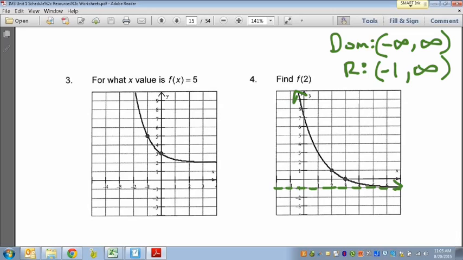And then it says find f of 2. Now remember, f of x is what usually goes there. So 2 is x. It's telling us what x is. So what we need to find is the y value. So if x is 2, let's start at 2 right there. We go over to the y value, y equals 1. So at x equals 2, y equals 1, or f of x equals 1. So there you go. There's a quick snapshot of number 4.